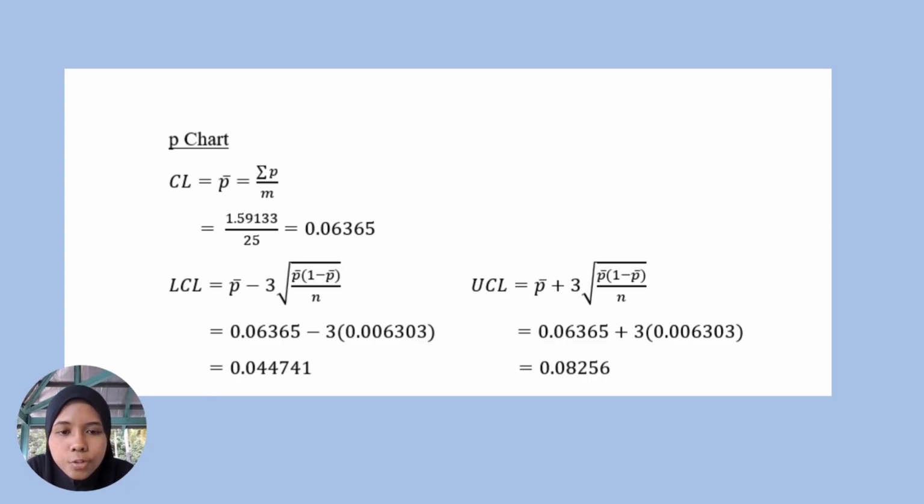The answer for the lower control limit is equal to 0.0444741. For the upper control limit, the formula is P bar plus 3 times the square root of P bar times 1 minus P bar, divided by N. And then we get 0.06365 plus 3 times 0.006303. And then the final answer for the UCL is equal to 0.08256.